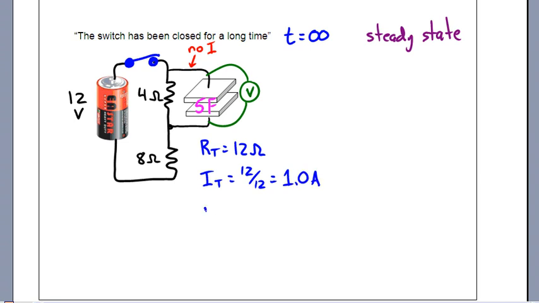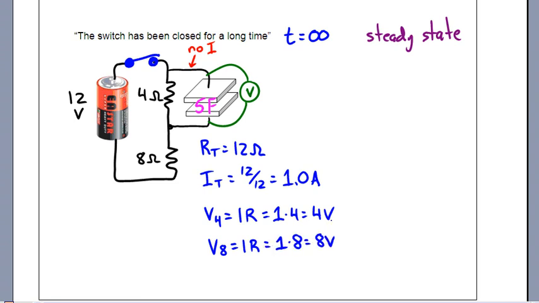Okay, checking out voltages. The voltage on the 4 ohm resistor, just going to do I times R. I've got 1 amp and I've got 4 ohms. Okay, so 4 volts on that one. And then the other 8 ohm resistor, if I do V equals IR, I've got 1 amp, 8 ohms. Okay, I've got 8 volts on that one.